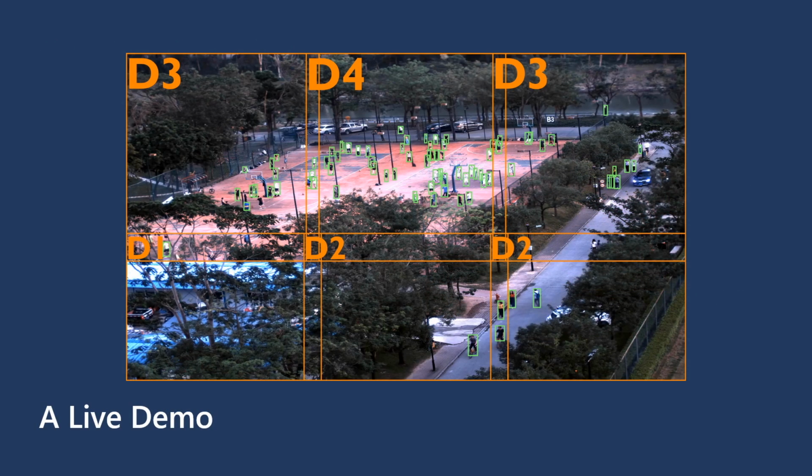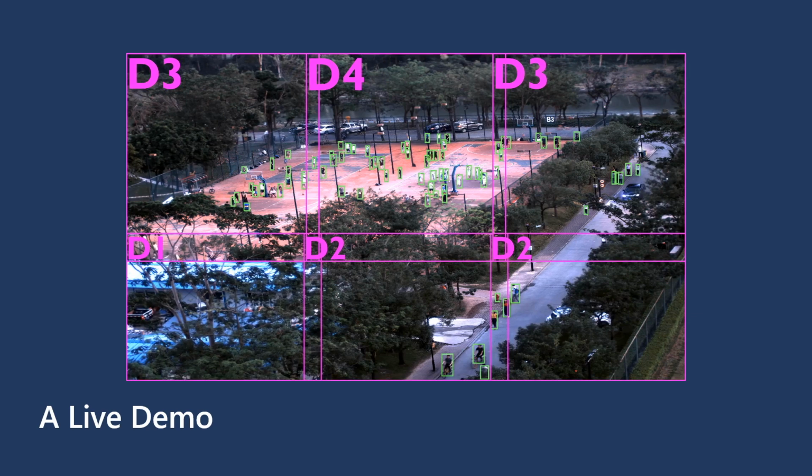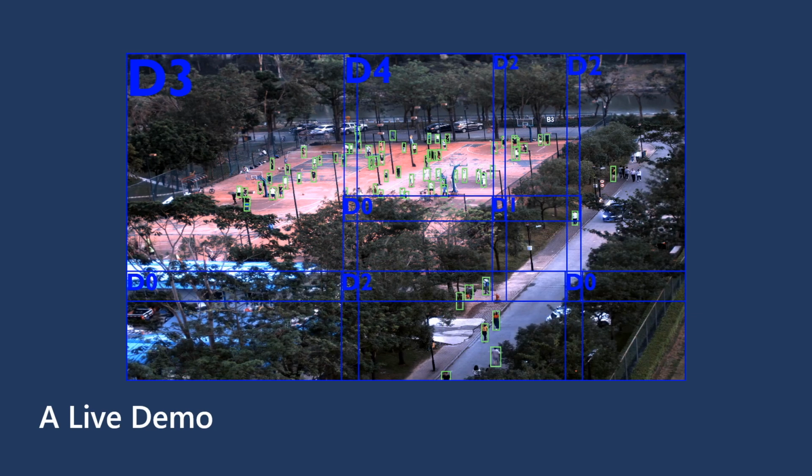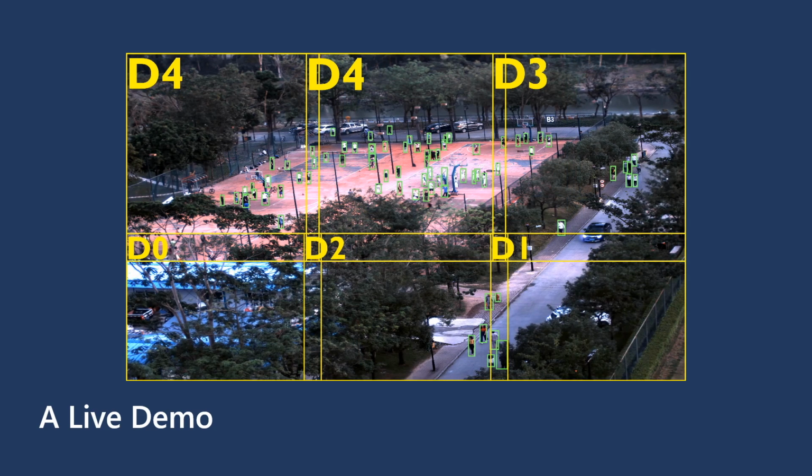Here is a live demo of our whole system. The label at the upper left is the model used in the corresponding block. The red mask stands for the skipped blocks. The different color represents different partition plans.